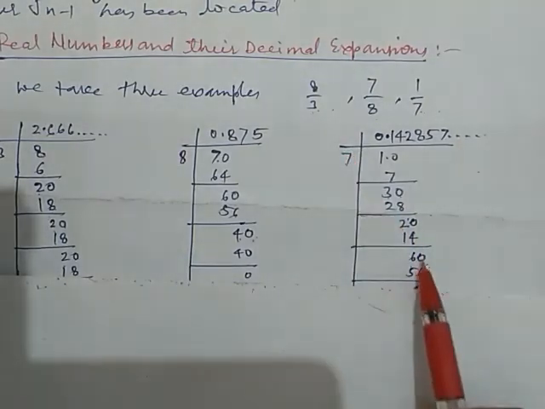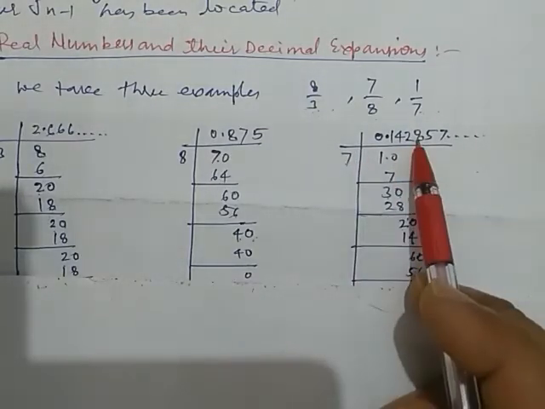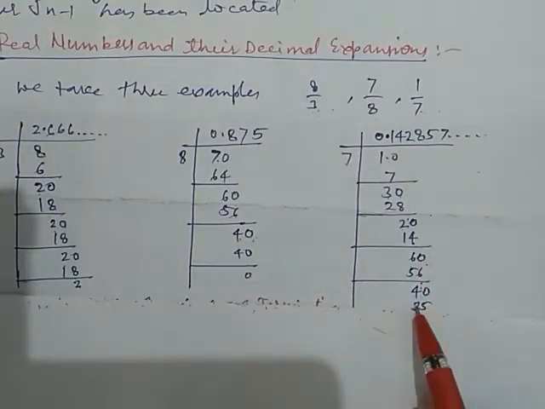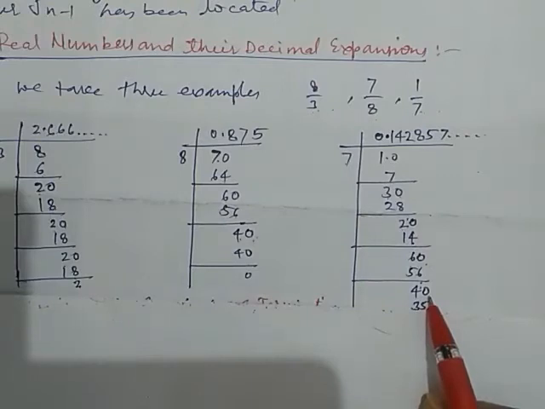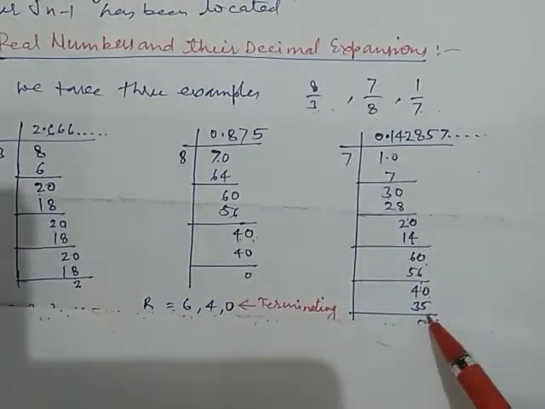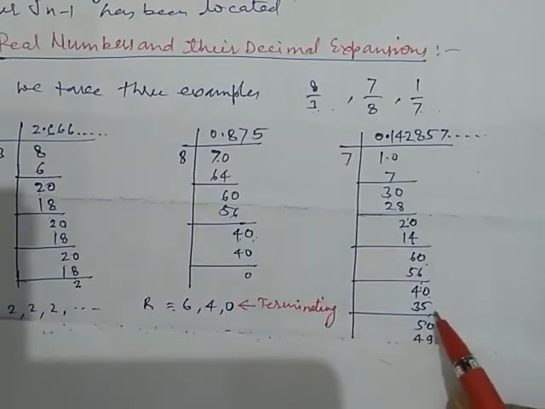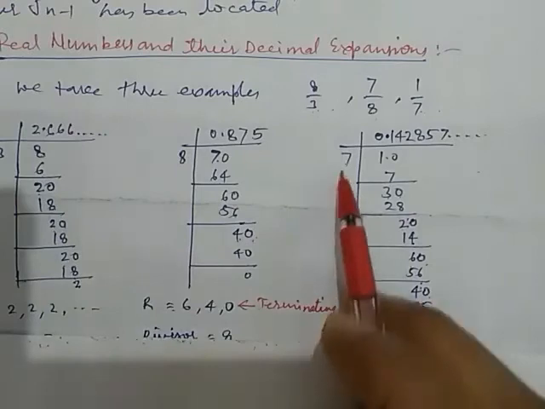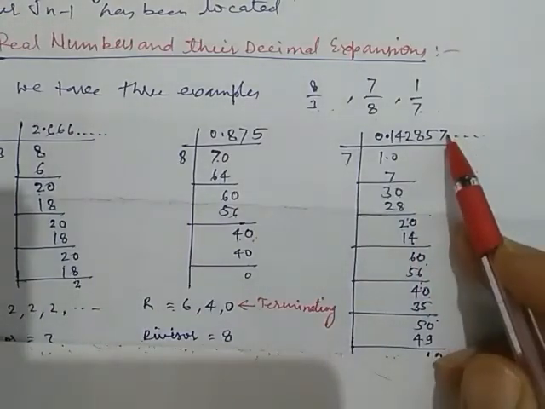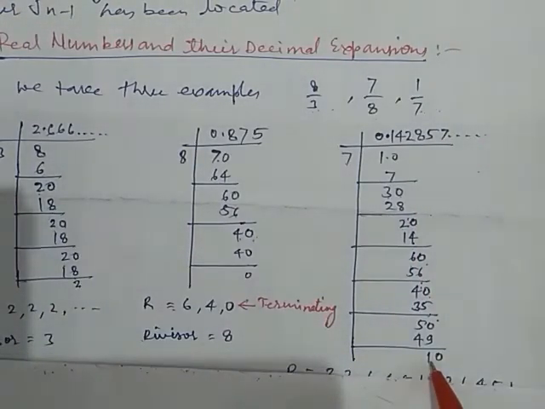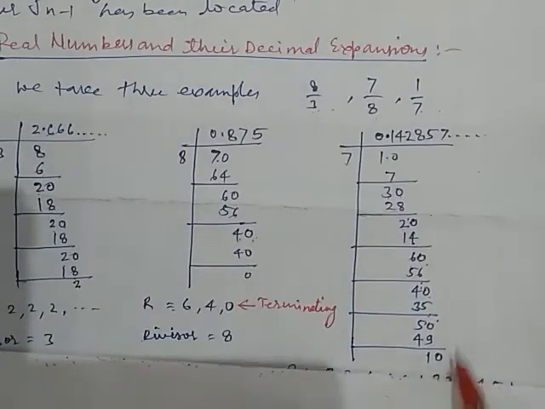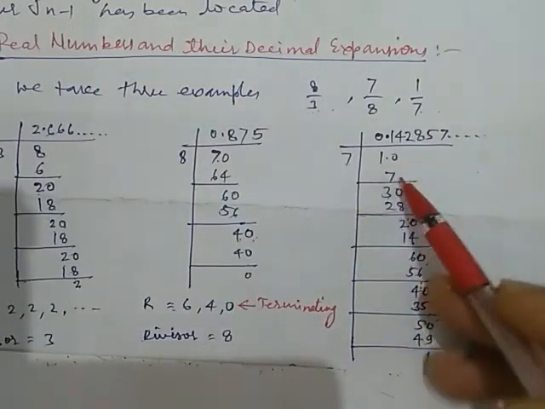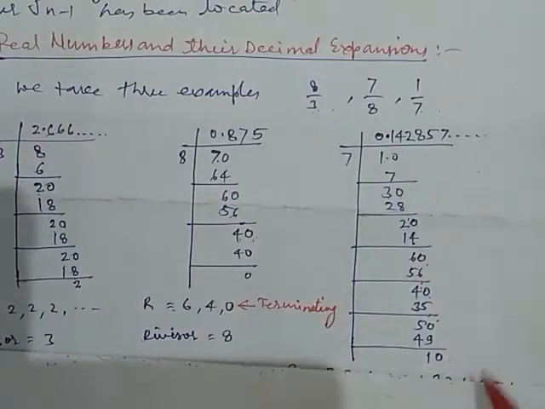8 7s are 56. 7 8s are 56. So here we put 8. Now the remainder is 4. It becomes 40. So 7 5s are 35. We put 5 here. Now the remainder is 5. That becomes 50. So 7 7s are 49. So here 7. Now again the remainder is 1. So this is this form. So now the string is repeated.